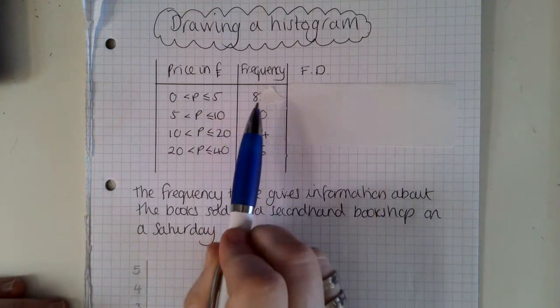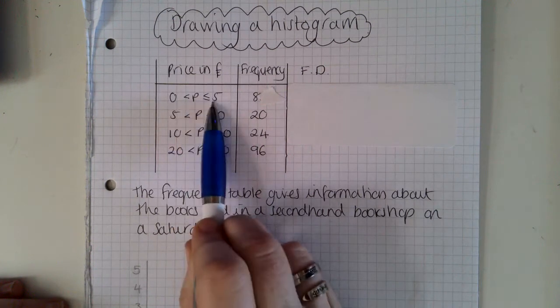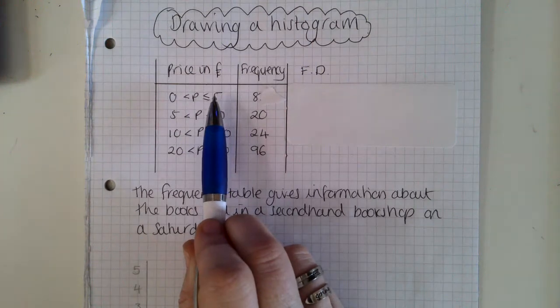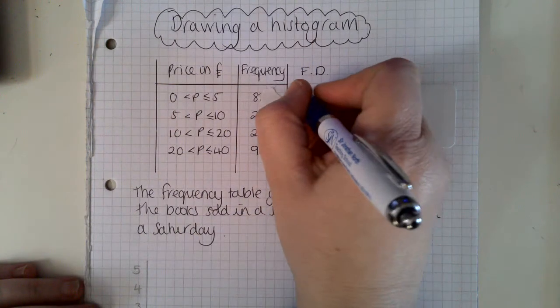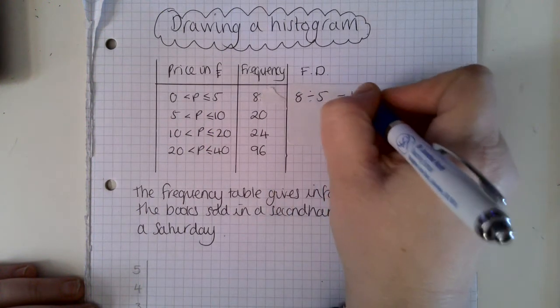In this first one, we've got 8 people and they're in this first group, which is 0 to 5. So we assume those 8 are spread out evenly over the group, over the 5. To work out our frequency density, we would do 8 divided by 5, which gives me 1.6.